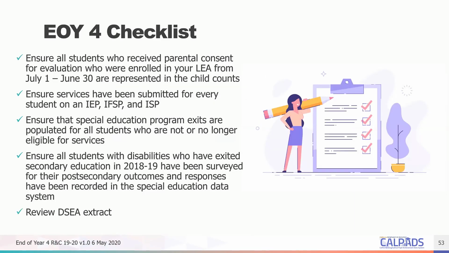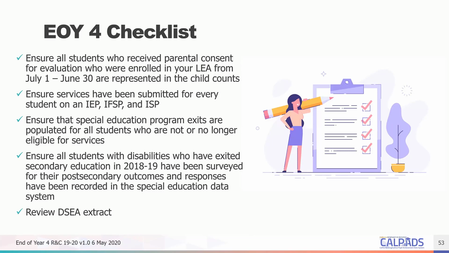And then we have an end of year 4 checklist. These are things that you want to make sure you do. Ensure that all students who received parental consent for evaluation and were enrolled in your LEA from July 1 to June 30 are represented in your child counts. So this is a report review. You want to be looking for those records.